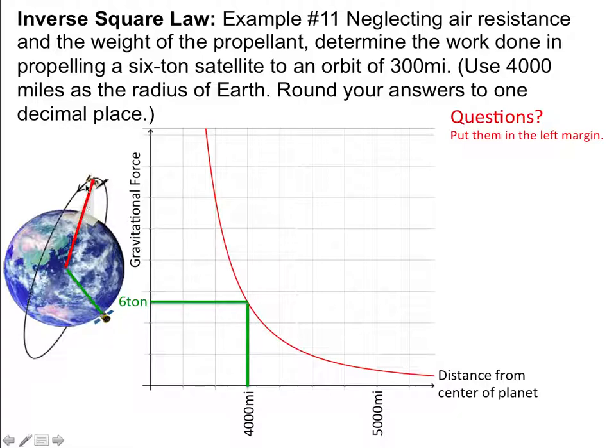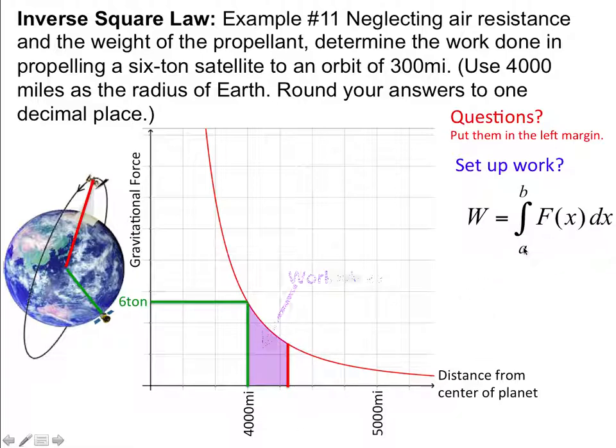So looking at this orbit now, when it's in orbit 300 miles above the surface, that means relative to the center of the Earth, we're out at 4,300 miles. So this is 4,300 right here, and this purple area represents the amount of work done to move the satellite from the surface of the Earth out to its orbit. So since this function is not linear, we can no longer use geometry to figure this out. We have to use calculus.